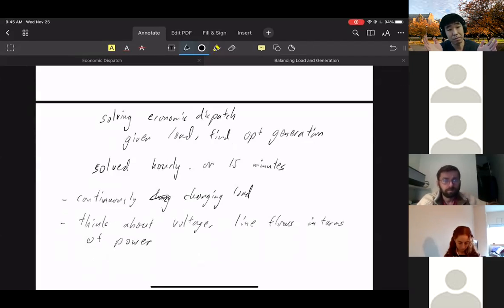If I solve this problem, what happens in the intervals in between 5 minutes? And how does this impact the voltage and line flow and losses in the system? Okay, so that's our goal. And there is a way to handle it in a very technical manner.